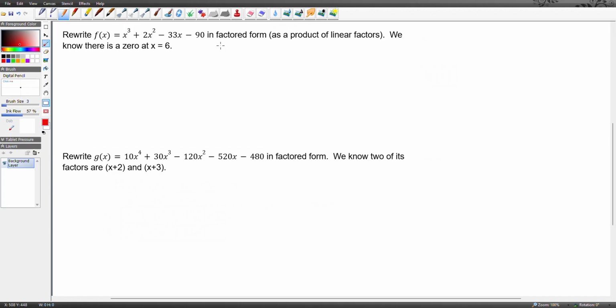It's just two different ways of saying make it into factored form. So if you see in the instructions to write it in factored form, or if you see in the instructions to write it as a product of linear factors, both of those two things mean to do the same thing. Now, in order to do that, we often need to have at least one factor that we know to start with. In this first problem, they don't give us the factor, but they do tell us a 0, which gives us enough information to be able to figure out one of the factors. If there's a 0 at x equals 6, then we know that there is a factor x minus 6.